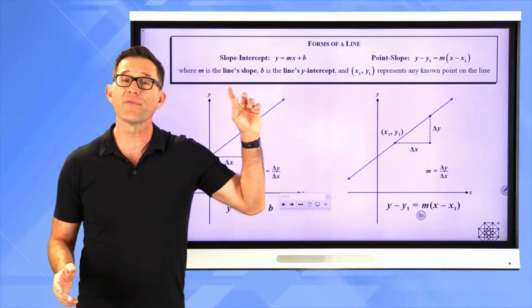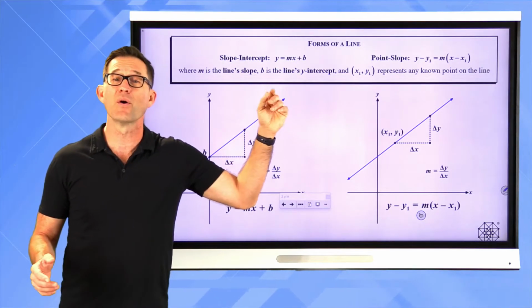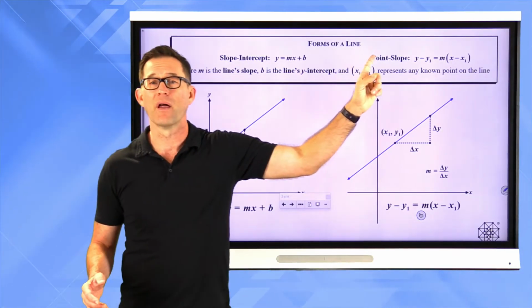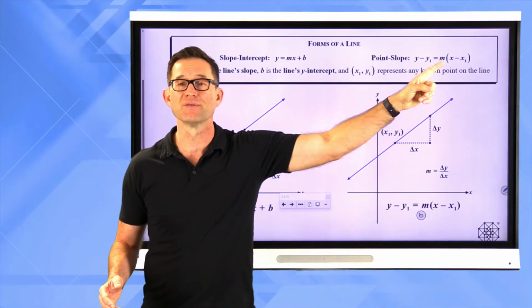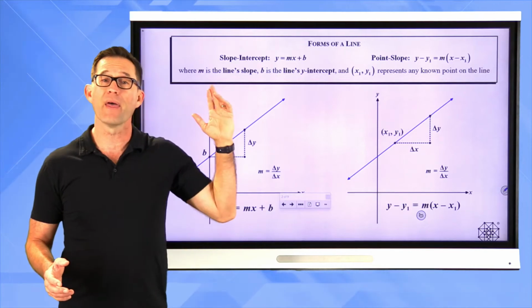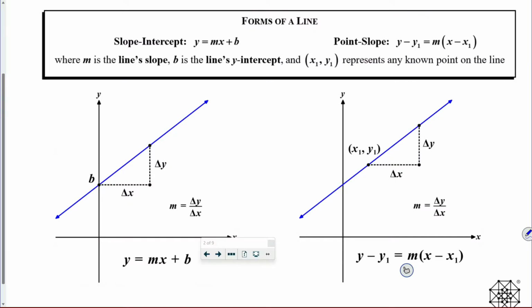We've got the slope-intercept form of a line, also known as the y equals mx plus b form. We have the point slope form of the line, y minus y1 equals m times x minus x1. In both of these forms of the line, m is the line's slope, the change in y over the change in x. On the other hand, b is the line's y-intercept. That's why we call it the slope-intercept form, because you can see both the slope, the coefficient of the x, and then the constant term that's added on is the y-intercept.